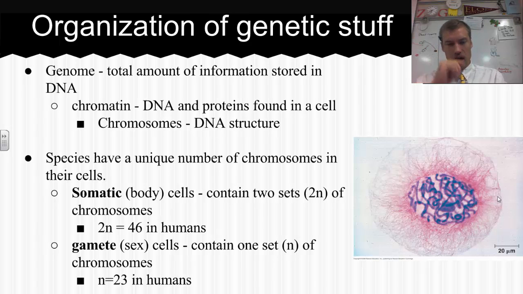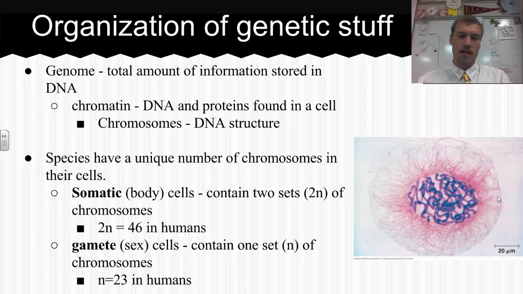Now let's talk about how genetic material is organized. We've got our genome, which is the total amount of information stored in the DNA. We've got chromatin, which is DNA and proteins found in a cell, and then you've got chromosomes, which is just the DNA structure. We're going to be using these terms a lot, which is why we want to talk about them. Now, each species has a unique number of chromosomes in their cells.